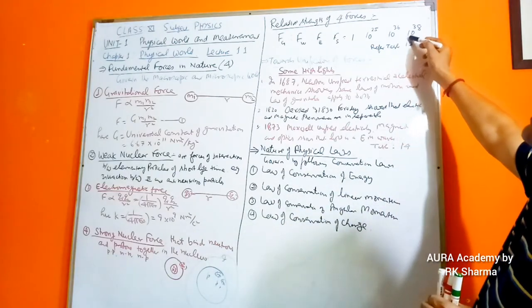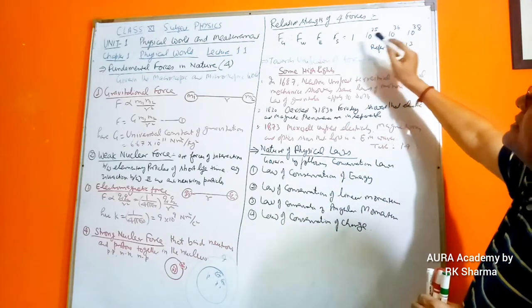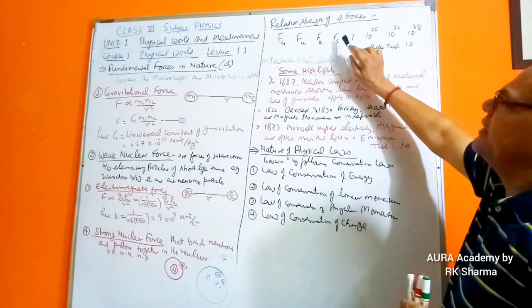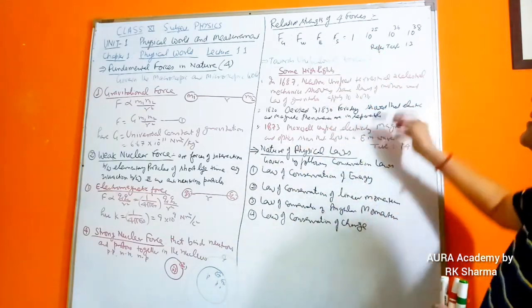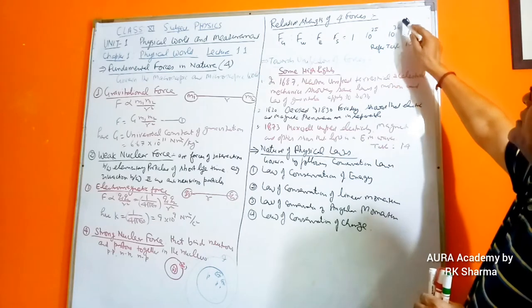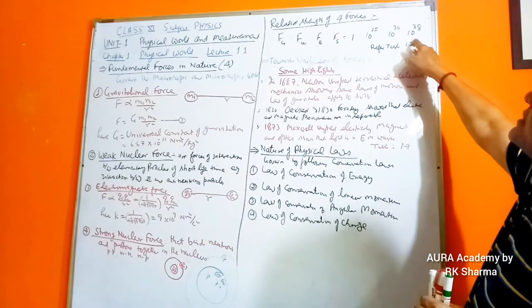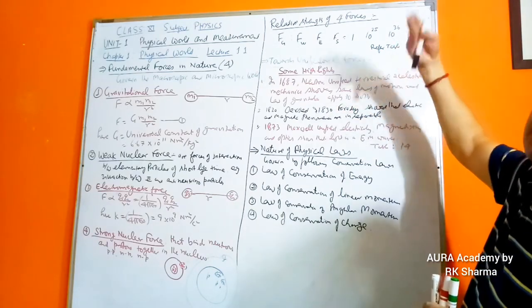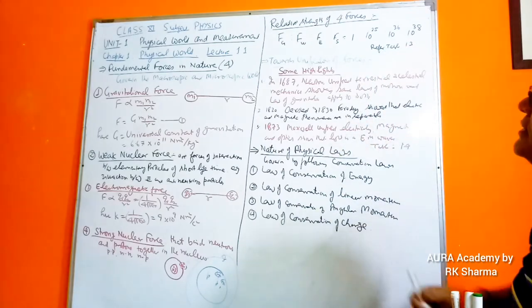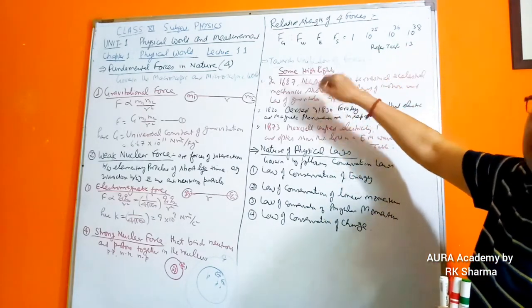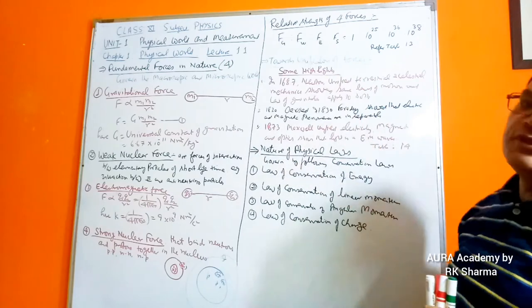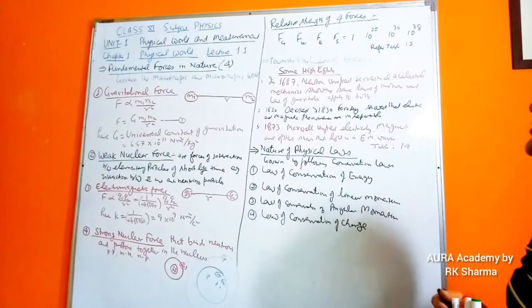Similarly, between the electrostatic force and the strong nuclear force, when you compare, you will find 10 to the power 36 and 38. So this is 10 to the power 2 times, meaning 100 times stronger. Meaning thereby, the strong nuclear force is 100 times stronger as compared to the electrostatic force.